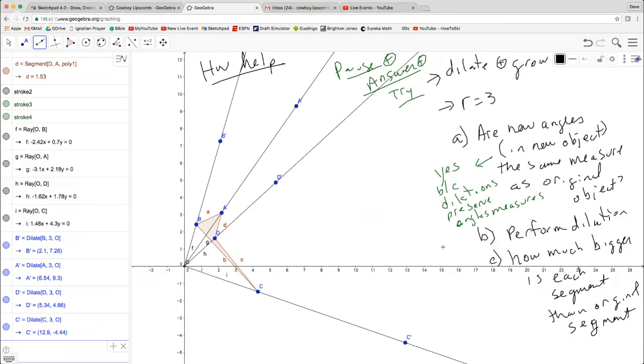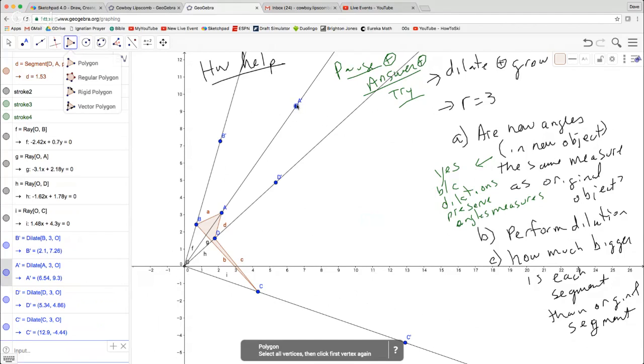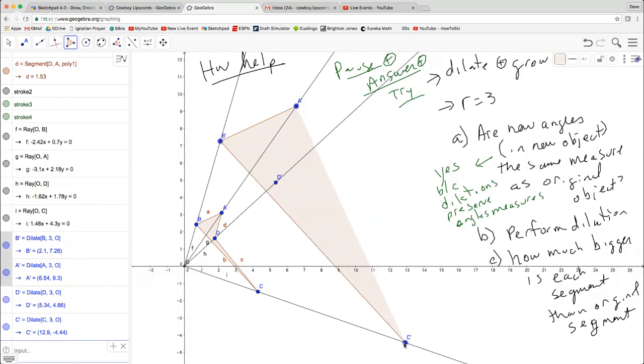Now we're going to make our new shape, and you're going to see that our new shape, if we've done everything correctly, should be the same shape but a different size. So let's go from A to B to C to D. And notice, we do indeed have the same shape. It's just a different size. All the angles should be the same. If you measure angle B and B prime, they should be the same. If you measure A and A prime, same size. Same with angle D prime and C prime.